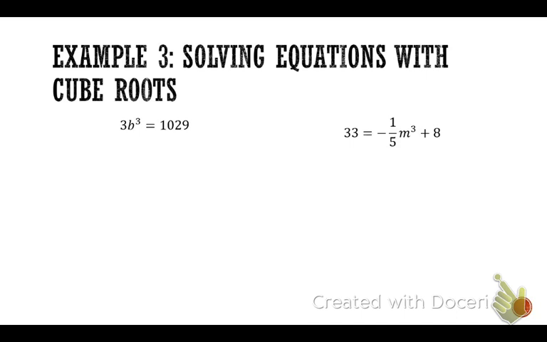Remember, you can't take cube root with your calculator. This is one that we have not done yet. So you're going to have to do some upside down division, more than likely. Okay, what do I do first, guys? Divide by 3. Divide both sides by 3. Now b to the third power equals 343.